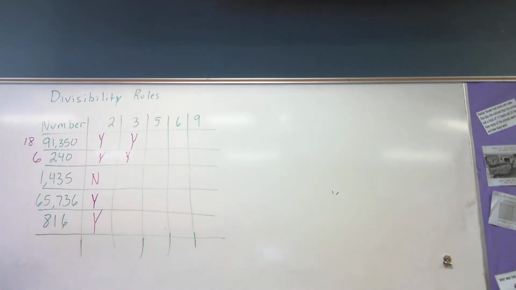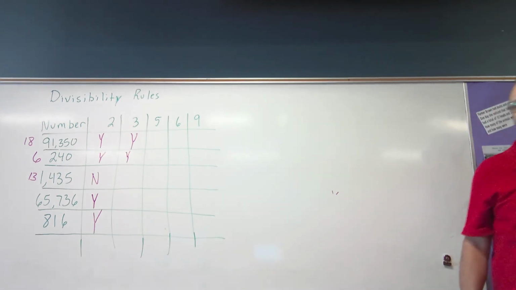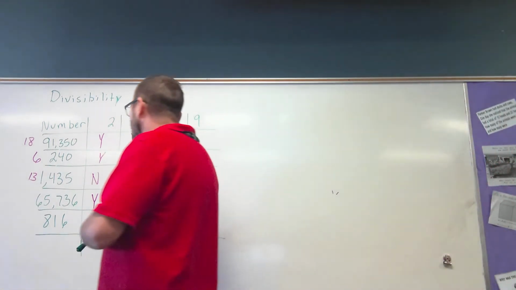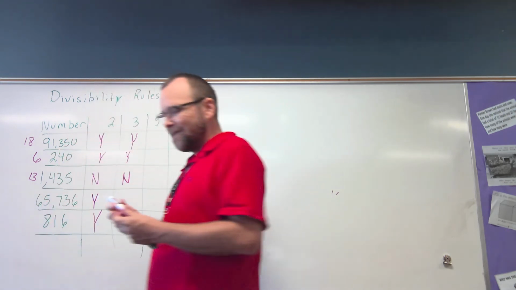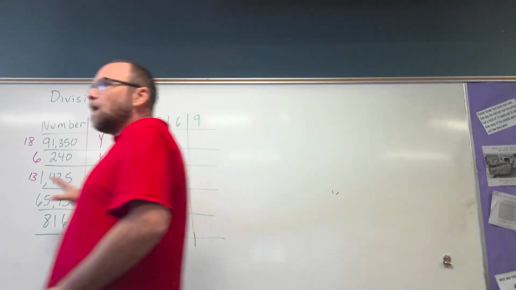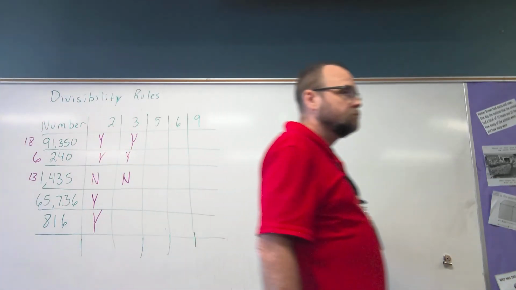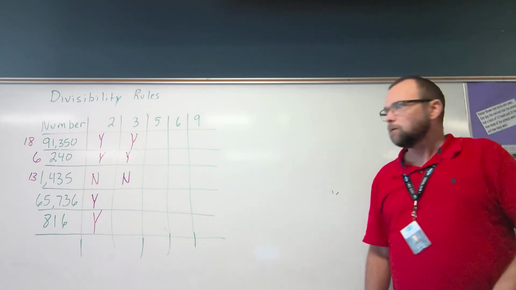Manasi, the sum of the digits in 1,435. How much? 13. Okay, 13. Manasi, does 3 go into 13 evenly? No. That means 1,435 is not divisible by 3. That means I cannot multiply a whole number times 3 and get 1,435. That's exactly what that means. I cannot do that.